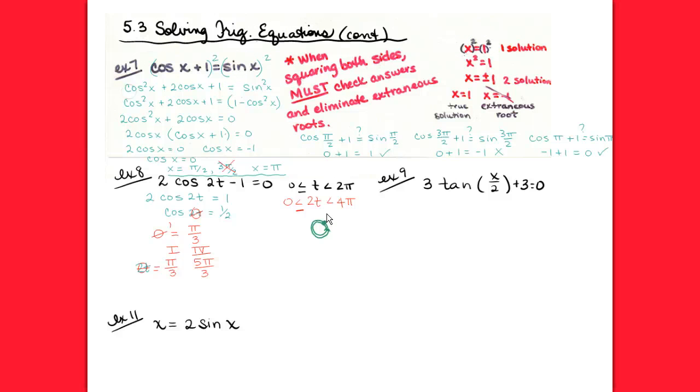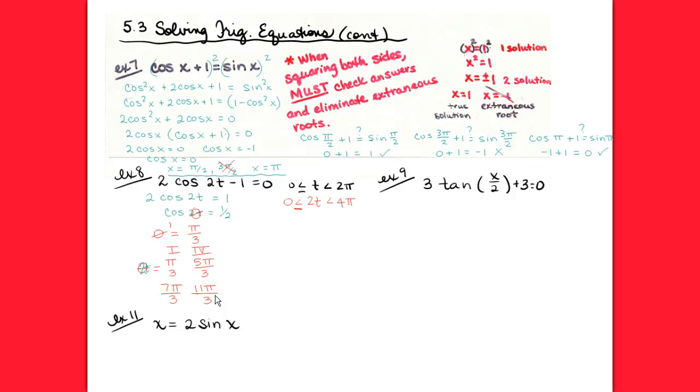So all I have to do is just find the coterminal. So if pi over 3 was the answer on the first revolution, add 2 pi to that, and 7 pi over 3 will be the answer on the second revolution. If 5 pi over 3 was the solution on the first revolution, add 2 pi to that to get the coterminal, and 11 pi over 3 will be the solution on the second revolution.